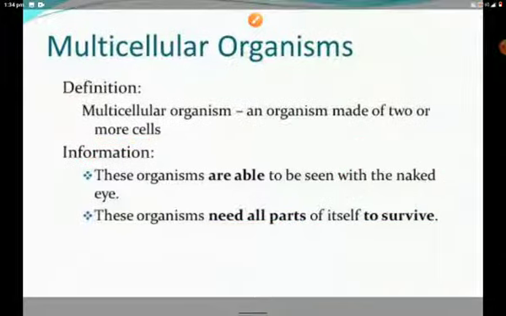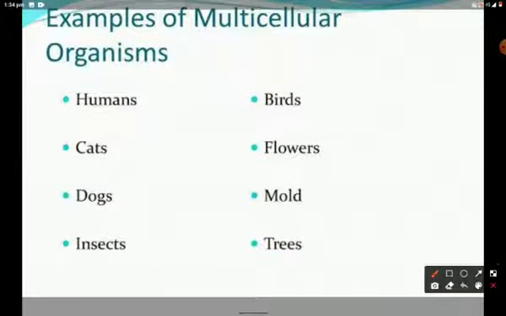Here you can see the examples of multicellular organisms. Here you can see eight examples of multicellular organisms. There are more, but I gave only eight. Here you go. Humans, we are also an example of a multicellular organism. You have to remember it. Cats, dogs, insects, birds, animals, flowers, mold, trees, etc.